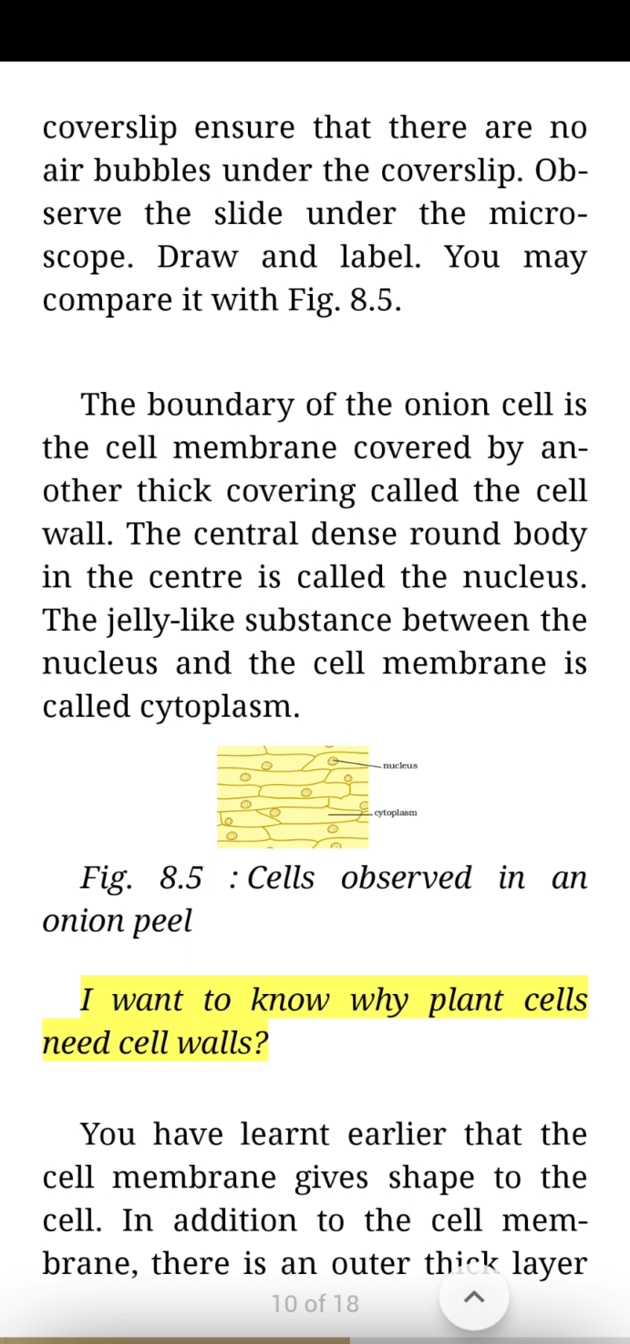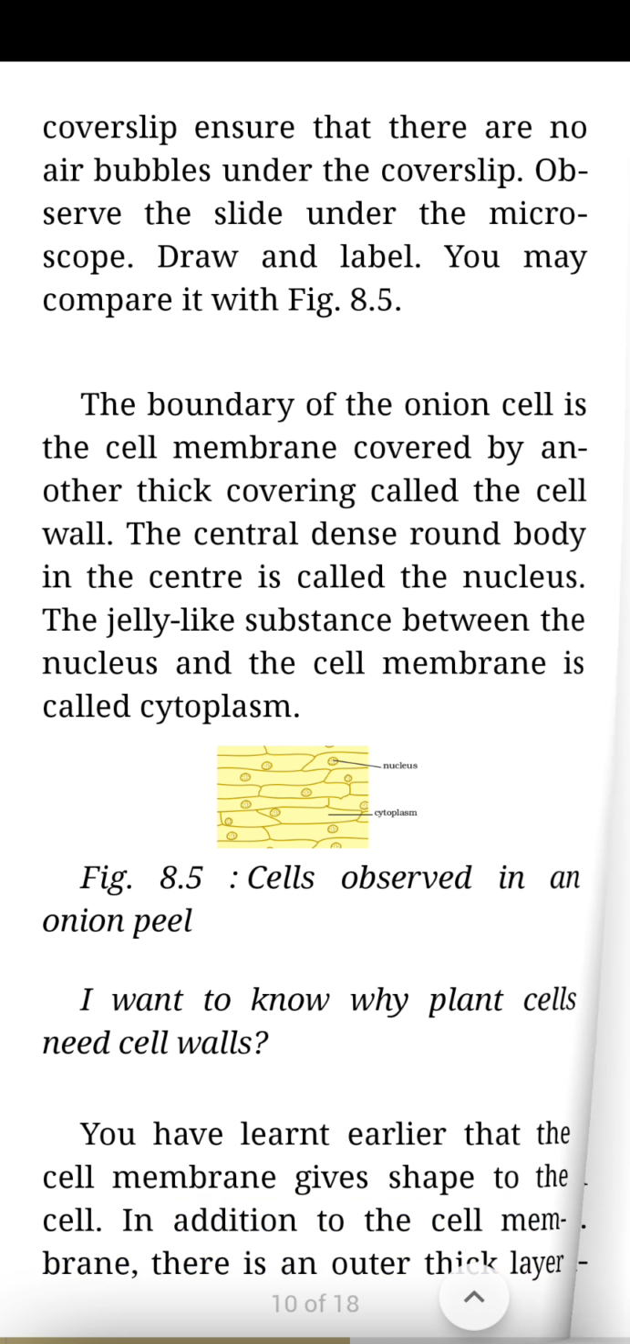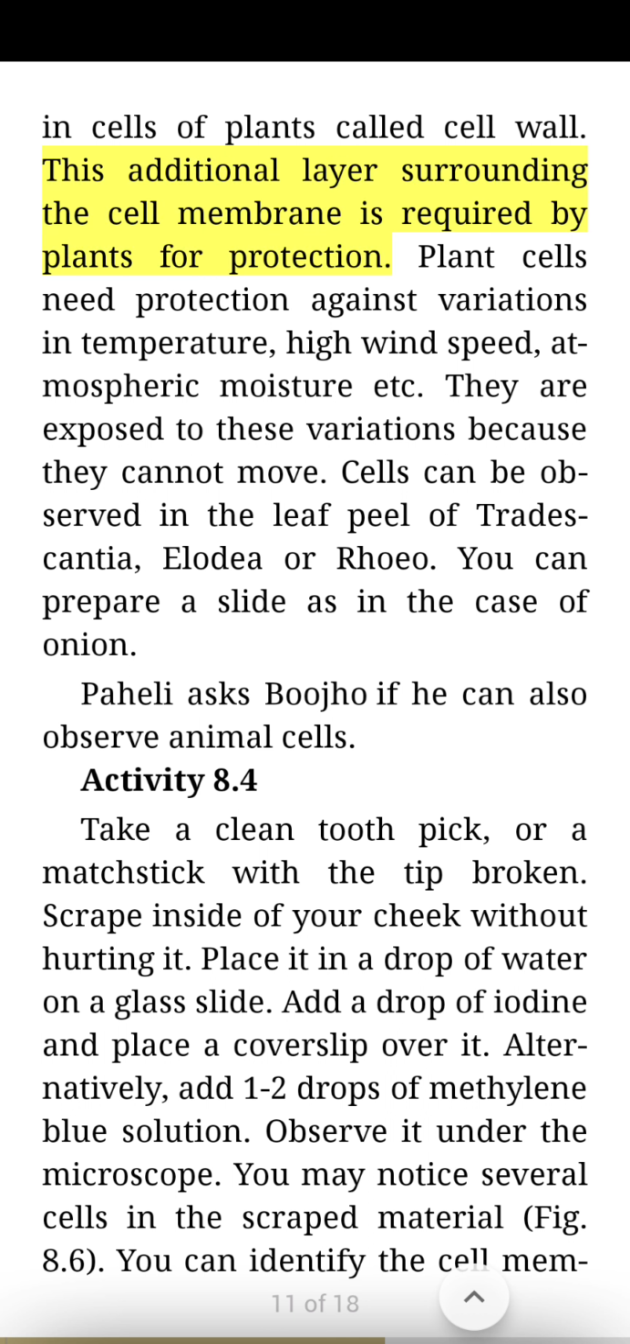I want to know why plant cells need cell walls. You have learnt earlier that the cell membrane gives shape to the cell. In addition to the cell membrane, there is an outer thick layer in cells of plants called cell wall. This additional layer surrounding the cell membrane is required by plants for protection. Plant cells need protection against variations in temperature, high wind speed, atmospheric moisture, etc. They are exposed to these variations because they cannot move.